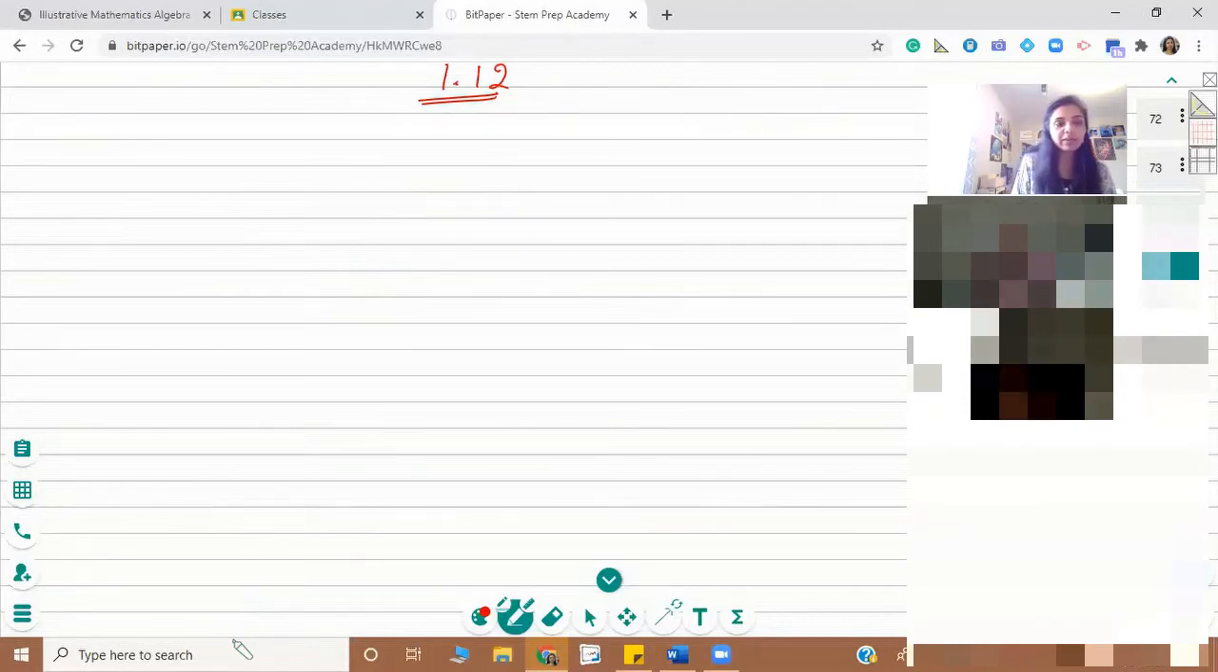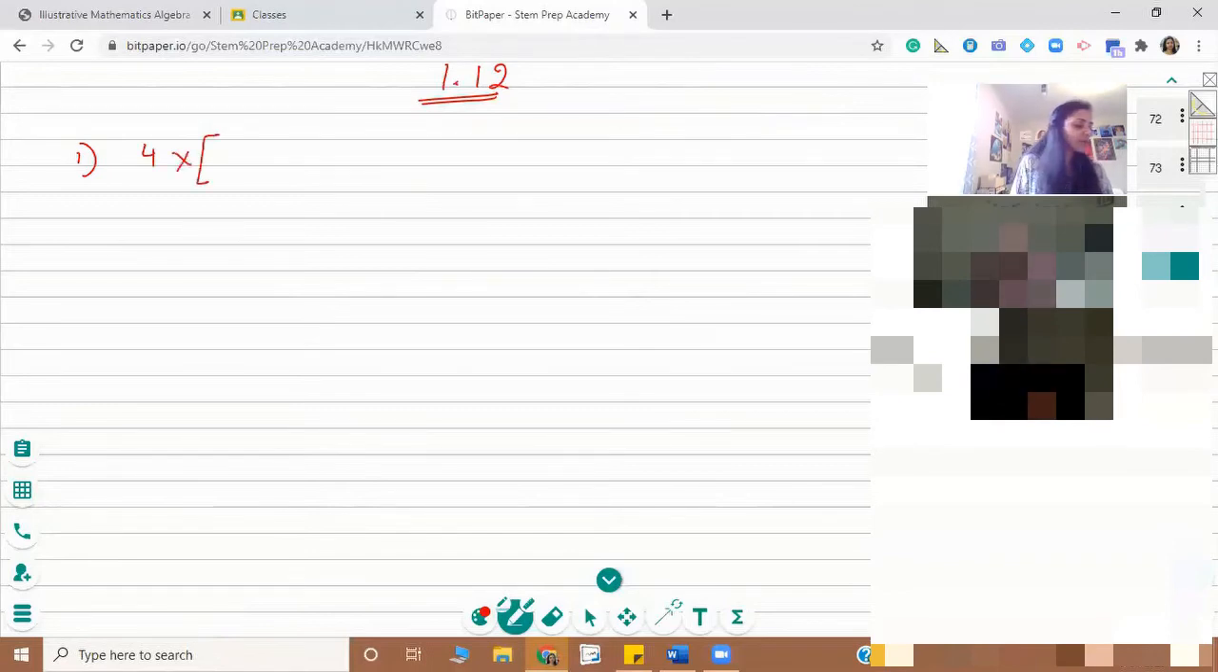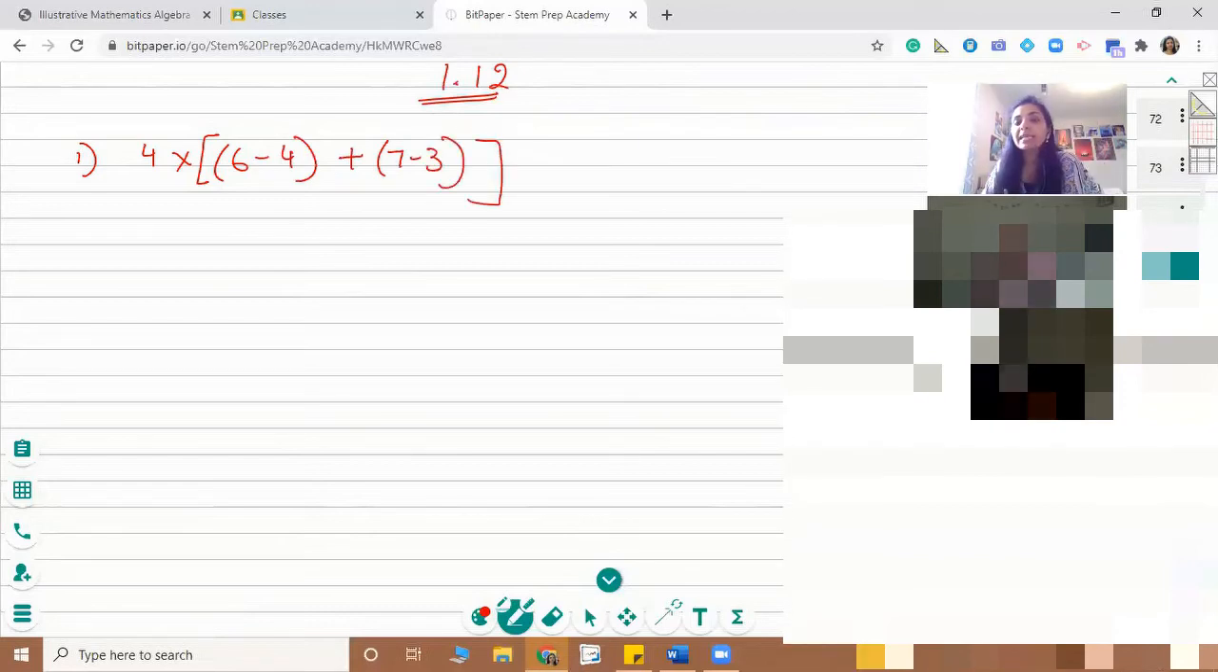So I'm giving you a question. I am starting a square bracket over here, 6 minus 4 plus 7 minus 3. First question, please put your pens and pencils down and look on the screen. Second question onwards, you will be doing on your own.